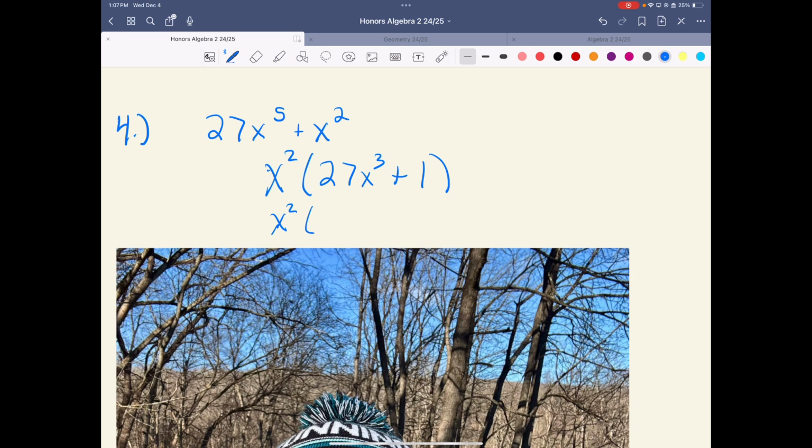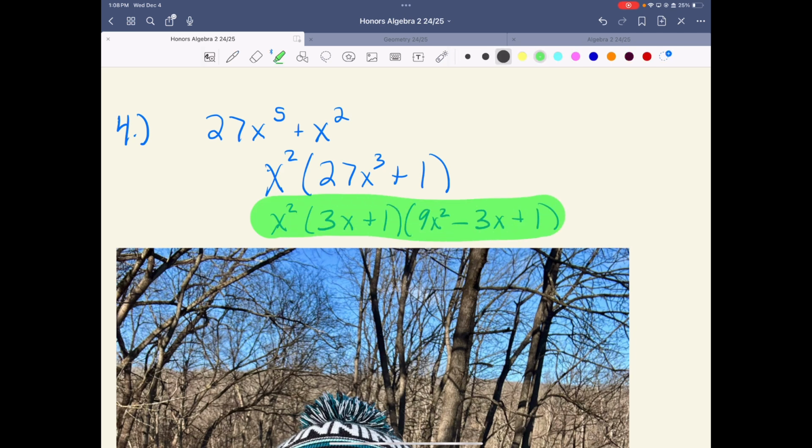So this is going to be x squared. Cubed root of 27 is 3. Cubed root of x cubed is x. Plus the cubed root of 1 is 1. My a value is 3x. So the quantity 3x, that's 9x squared. Minus a times b, so 3x. Plus 1 cubed, which is just 1. There's your solution.